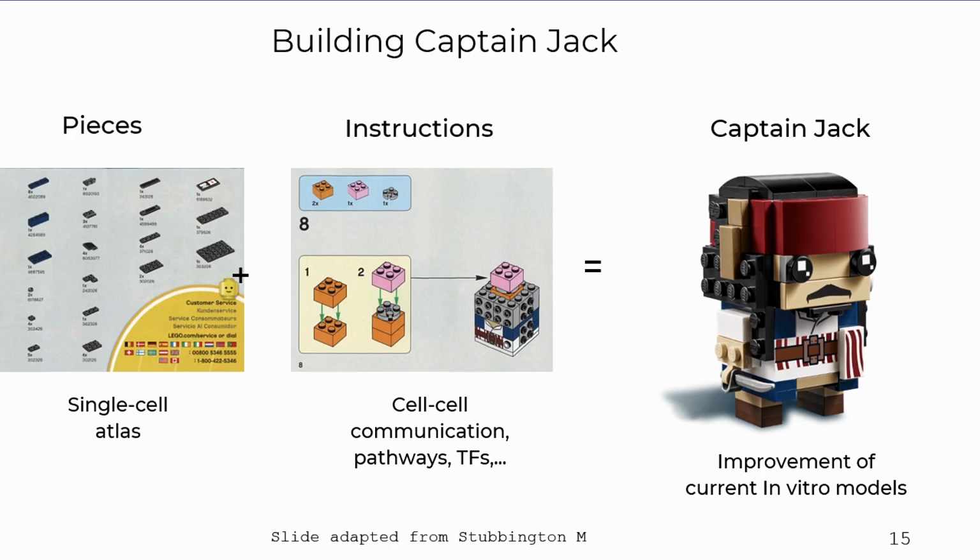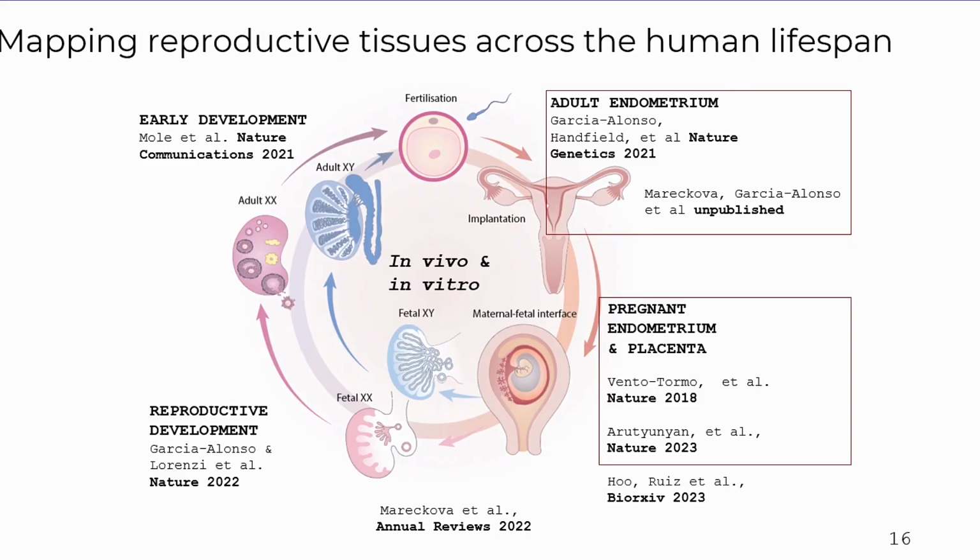So making use of an analogy, that would be like building Captain Jack, in which we have the pieces, because those are all the single-cell data that we have, but we also have the instructions from all the in vivo data, which will be the cell-cell communication prediction, all the pathways and the transcription factors. And with all this information, we can reconstruct Captain Jack, or in other words, start benchmarking and improving the current in vitro models. And in my team, we have been utilizing this framework in different contexts, mainly in the area of immunology and also reproductive tissues.